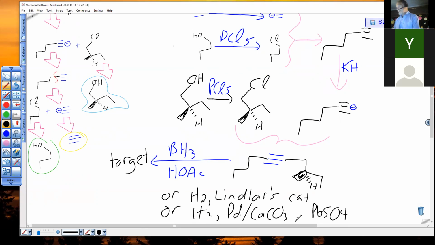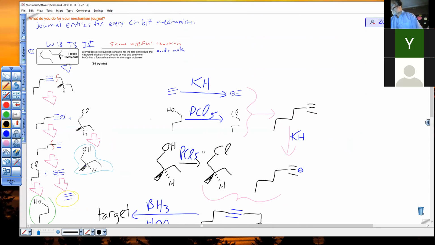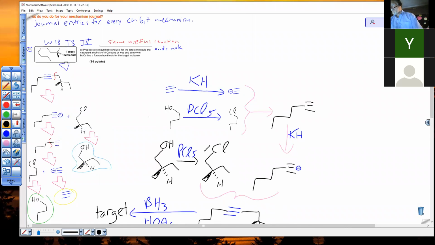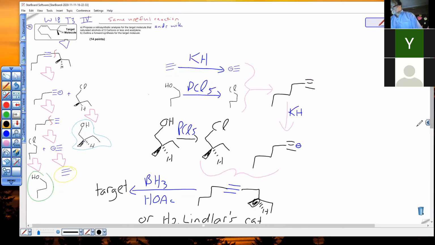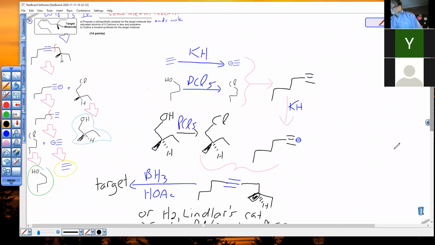And that gives us our target molecule and a lot of points, 14, not to be laughed at. So do we have any questions about that? That's as small as I can get it. There we go. Okay.